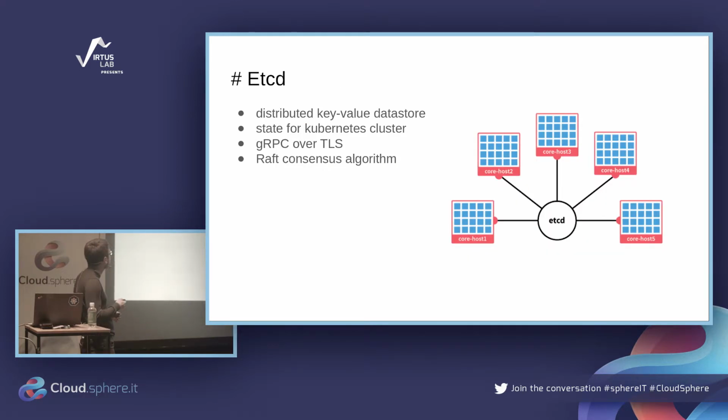Just briefly about etcd. Like I said, it's a distributed key value store. It has the state for the entire Kubernetes cluster. It runs a gRPC service over TLS, and it uses the Raft consensus algorithm to agree on consistent writes and reads.